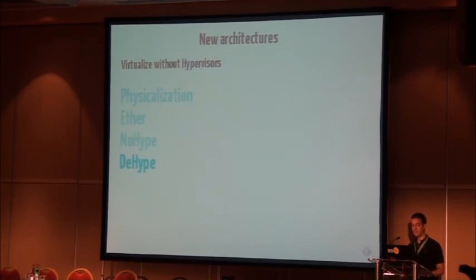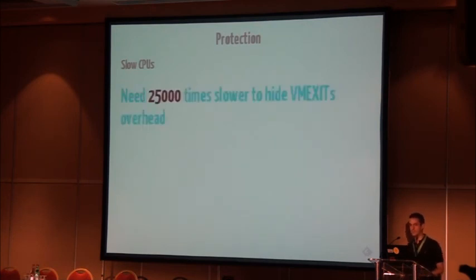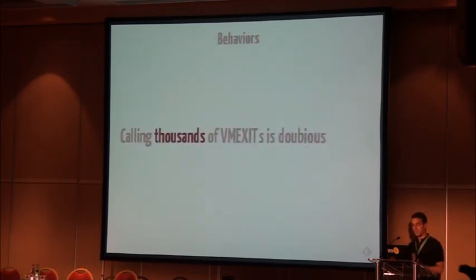And we are also trying to protect without new architectures. One idea is to slow the CPU. You remember the two loops from before? What we will try to do is slow down the CPU so that when I do one NOP, it takes the same time as when I do one CPUID. But our research showed that you need to slow down your CPU by 25,000 times to hide VM exits overhead, which is not usable today. Also, for detection, calling thousands of VM exits is dubious.